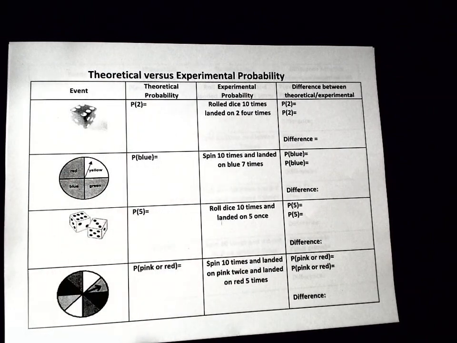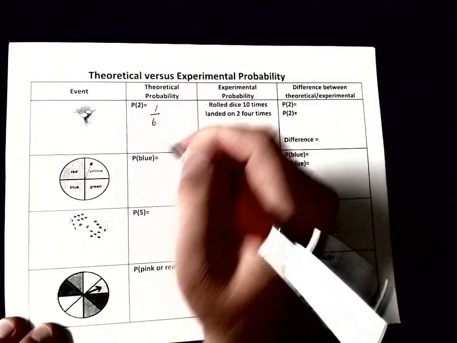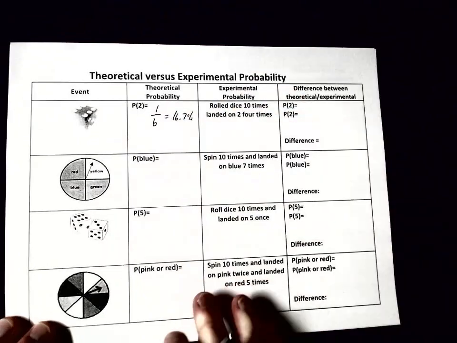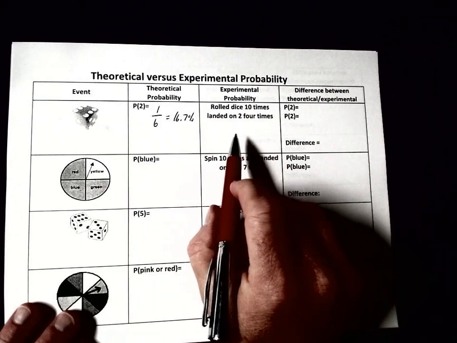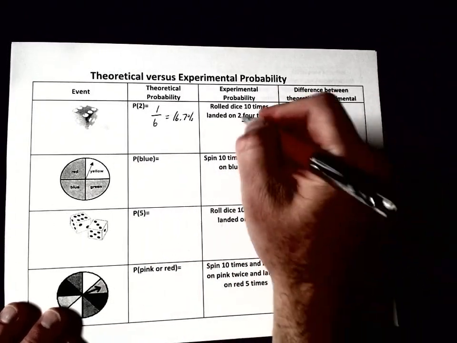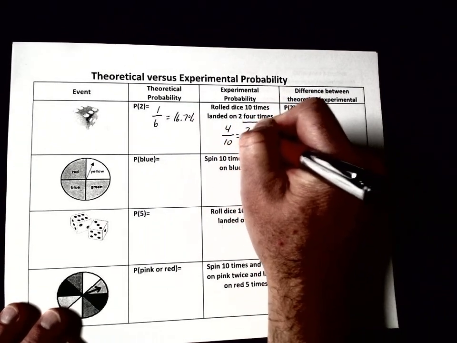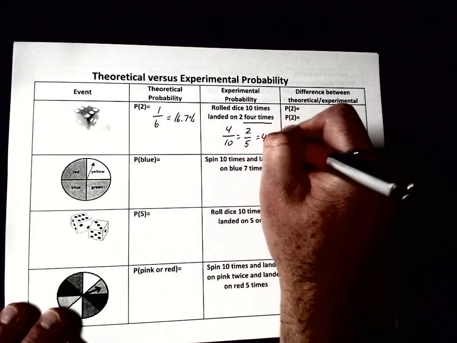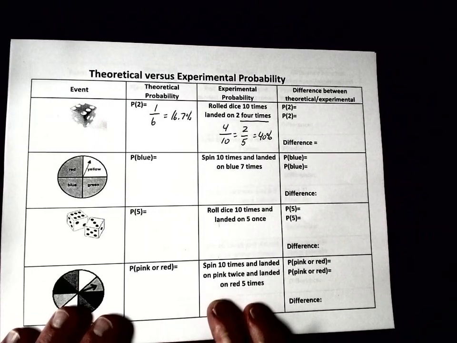The probability of rolling a 2 on a dice, theoretically, is 1 over 6. That's 16.7%. The experimental probability: we did an experiment, and they rolled it 10 times and landed on a 2 four times. So that's 4 out of 10, which gives you 2/5, which gives you 40%. A lot of times you'll see it in a fraction or a percent form. That's why I'm putting it in a percent form.